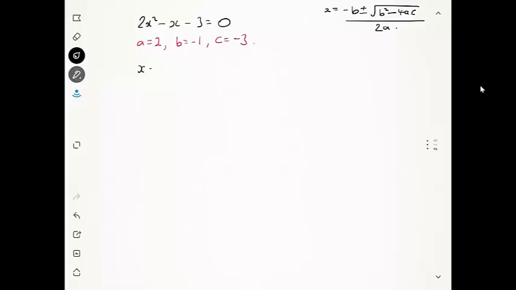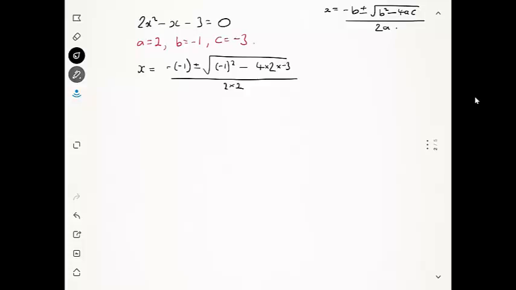So we're going to get x is minus b, which is just minus 1, plus or minus the square root of b squared, which is minus 1 squared, minus 4ac, which is just 4 times 2 times minus 3. And I've got to divide all of that by 2a, which in this case is just 2 times 2. So again, I haven't done any calculations here. I've literally just put the numbers in the formula. And where I've got minus signs, and I'm doing things with other minus signs to them, I've put brackets in.